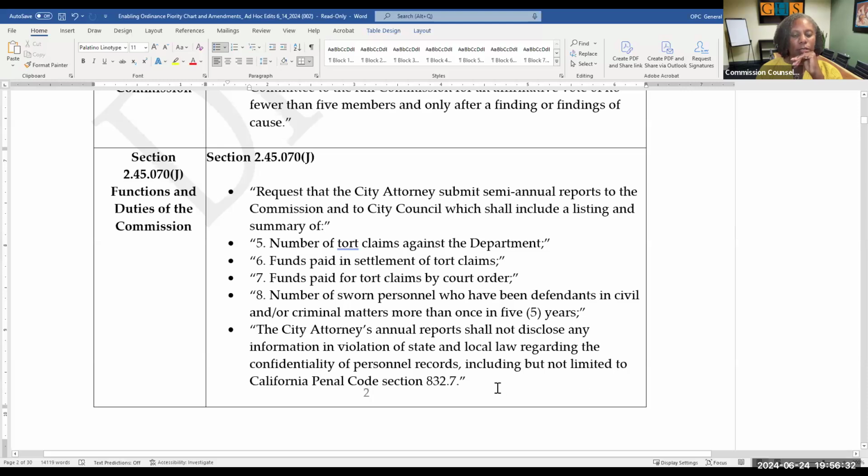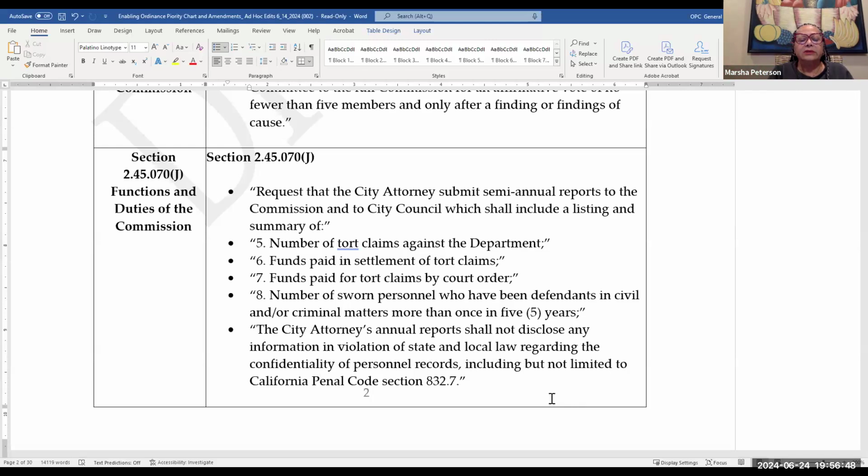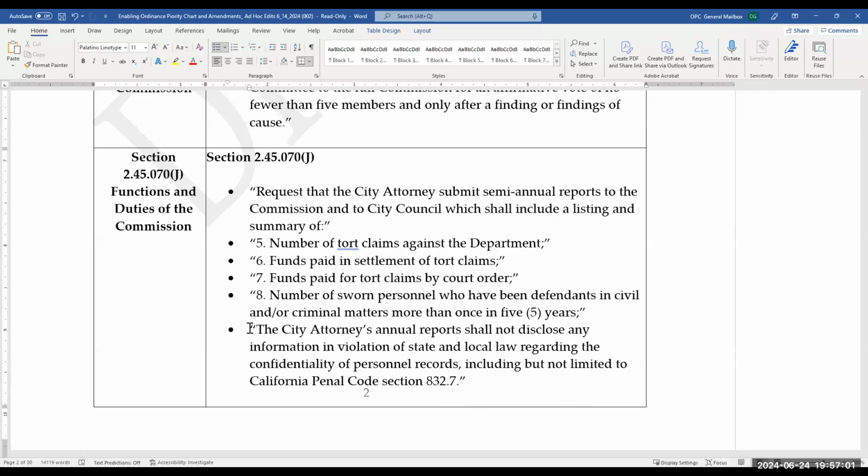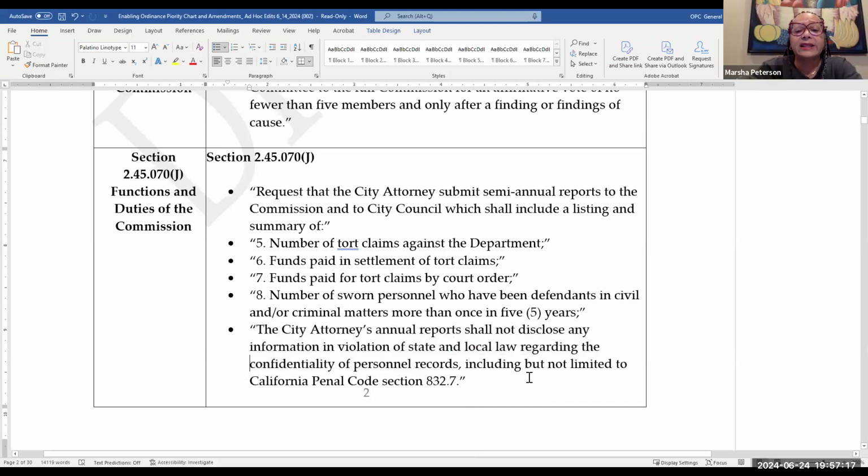That last bullet was language that was discussed at the last committee meeting. But why are we saying the city attorney's annual report shall not disclose any information in violation of state law? That's kind of in their basket of things, not anything that we can control. Am I right or am I wrong? That's true. That's also already in the code. Is it in this section? Yes, it's a different lettering, but it does relate to the city attorney's semi-annual report. So this exact language is already there.